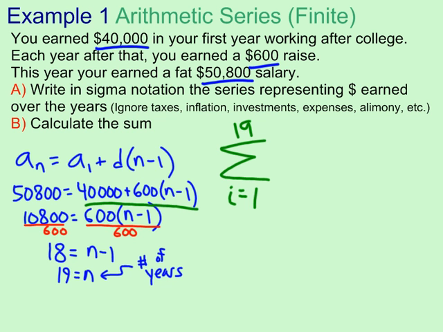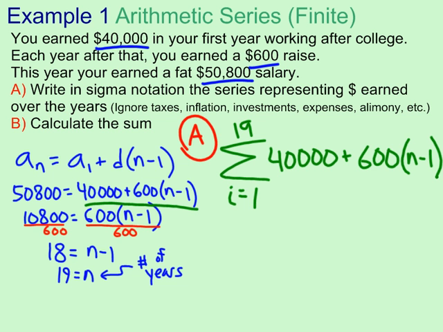I've said in the past that I don't mind if you just leave that unsimplified. There are actually some advantages to leaving it unsimplified, one could argue. So I'm cool with it. And that is part A. Sigma notation or summation notation representing the sum. Now again, we haven't calculated the sum yet, that's part B. So let's get on to that.